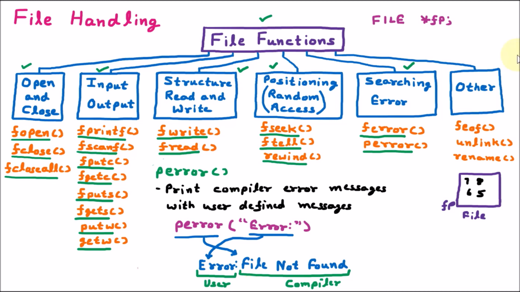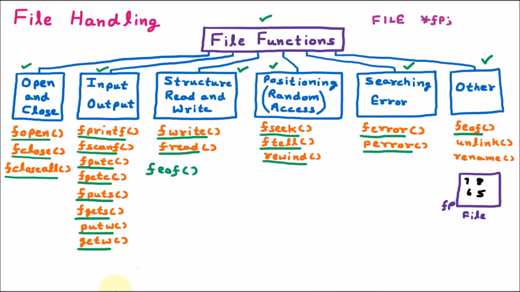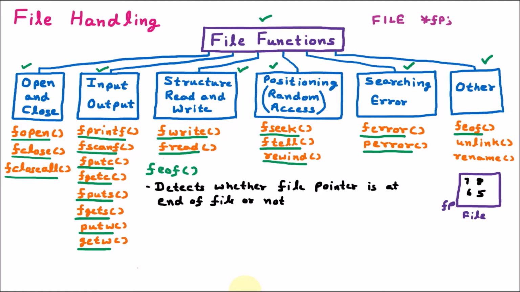We are having some other file functions. The first one is feof. This function detects whether the file pointer is at the end of file or not. So here simply we apply the function which is feof. Here eof stands for end of file, and in the bracket we are passing the file pointer. It returns the integer value. That's why we provide that value to some integer variable. Let's say we are taking the variable, let's say int p. P will store the integer value returned by the feof function.